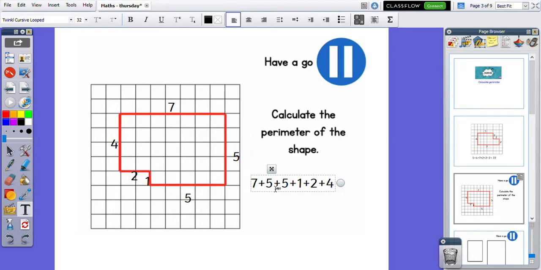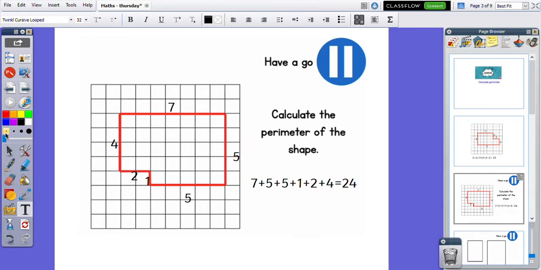So 7 add 5 gives me 12. 12 add 5 gives me 17. 17 add 1 gives me 18. 18 add 2 gives me 20. 20 add 4 gives me 24. So the length of the outside of my shape or polygon is 24.